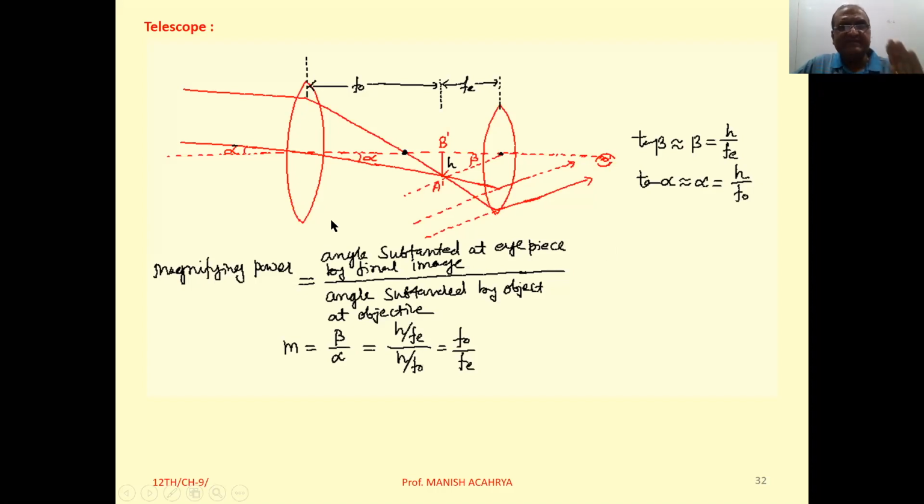The concept is the same. First, the objective lens will form the image of the object. That image formed by the objective lens will behave as an object for the eyepiece, and finally the eyepiece will form the resultant image. So here the object is at a very large distance. Okay. Suppose the parallel rays from the distant object are incident on the objective lens.